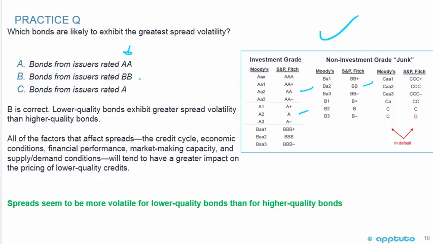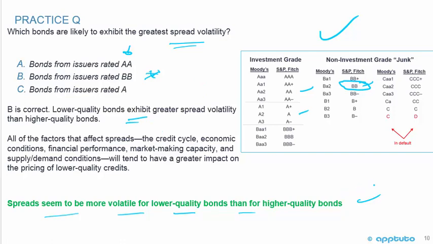So it says which bonds are likely to exhibit the greatest spread volatility. Recall from the previous slide, it said that spreads seem to be more volatile for lower quality bonds than for higher quality bonds. So we're looking for the lowest quality bond on this list, and it's the BB. Okay, you can see the ranking. AA is the highest. A, those are both investment grade. The BB here is non-investment grade. It's got the lowest quality, so B is correct. Lower quality bonds exhibit greater spread volatility.